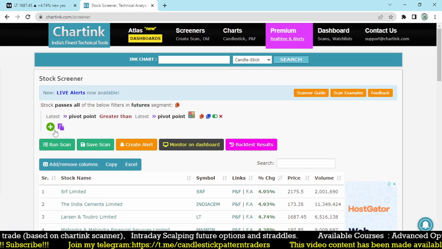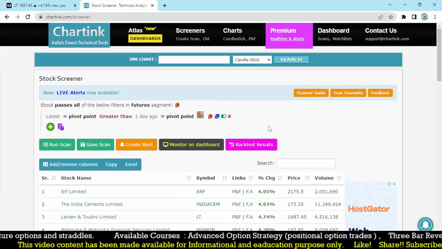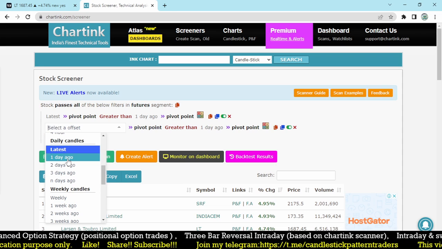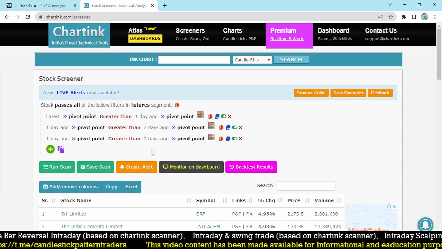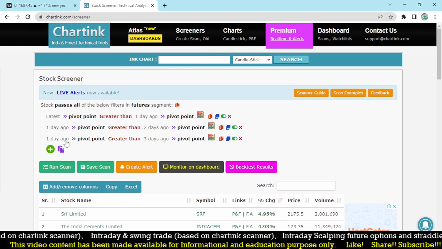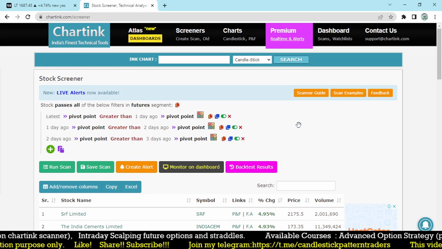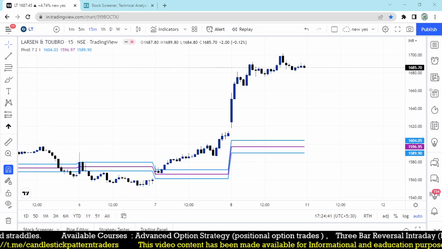The latest pivot point must be greater than 1 day ago's pivot point, and we'll copy that. So here, 1 day ago's pivot point must be greater than the 2 days ago's pivot point. And 3 days ago's pivot point, the 2 days ago. So what I'm using here is the daily pivot point, continuously for 3 days.